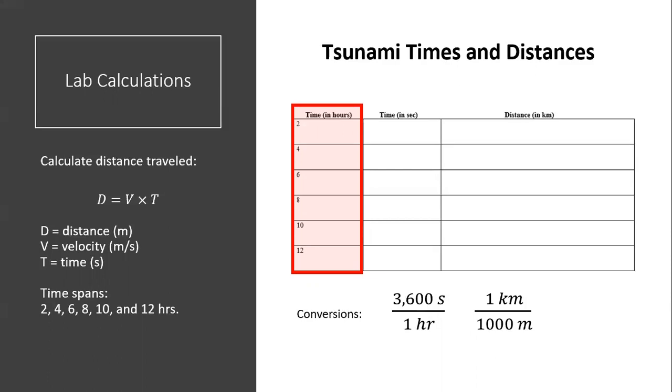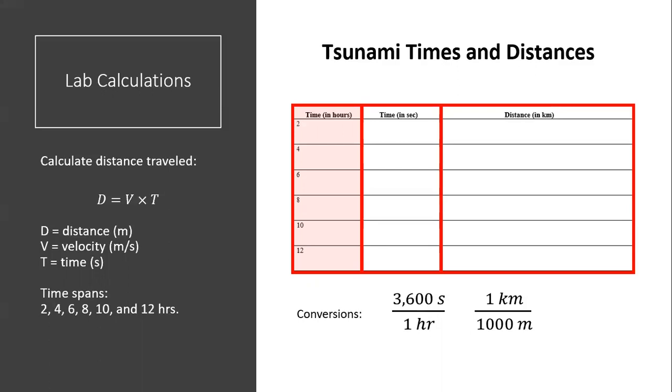To begin the table, you will first convert the number of hours into seconds using the conversion provided below. You will then compute your distances. However, notice that the distance column asks for your answers to be in kilometers. Use the conversion provided below to change the answer that you calculated earlier from meters per second to kilometers per second.